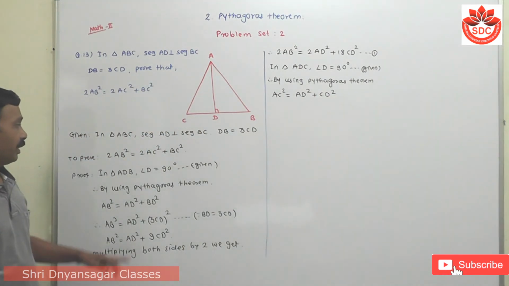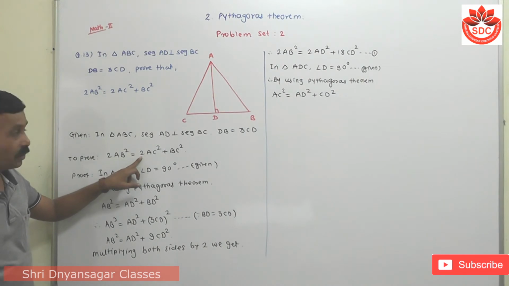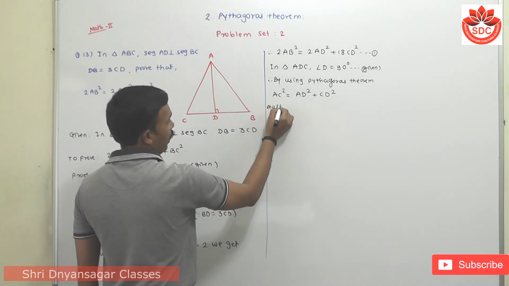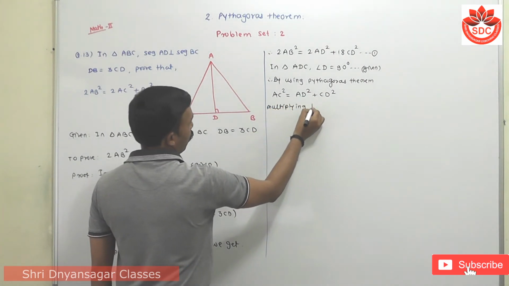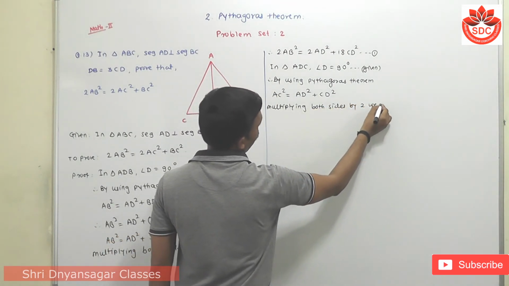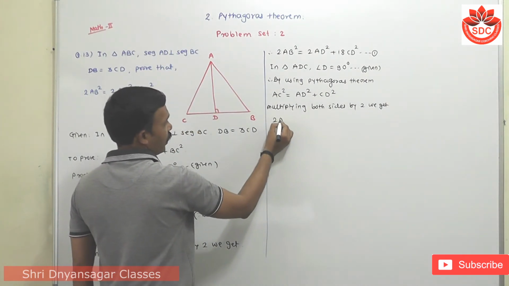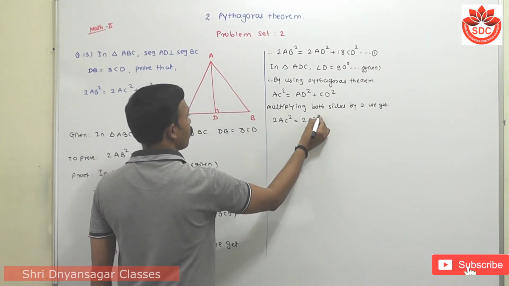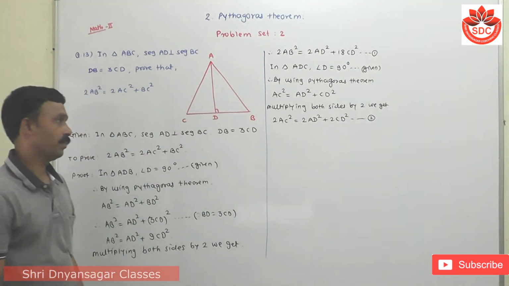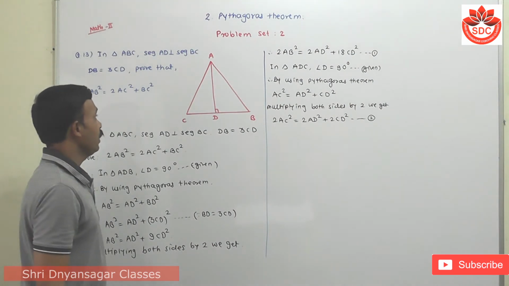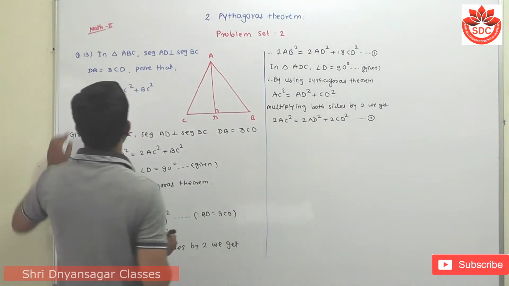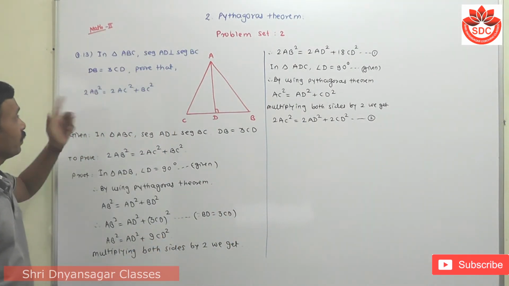Now again observe carefully, here also the coefficient of AC square is 2. So I have to again multiply both sides by 2. Multiplying both sides by 2 we get twice AC square is equal to twice AD square plus twice CD square. Suppose that this is equation number 2. Then student, it is given that DB is equal to 3CD. We use this part also.